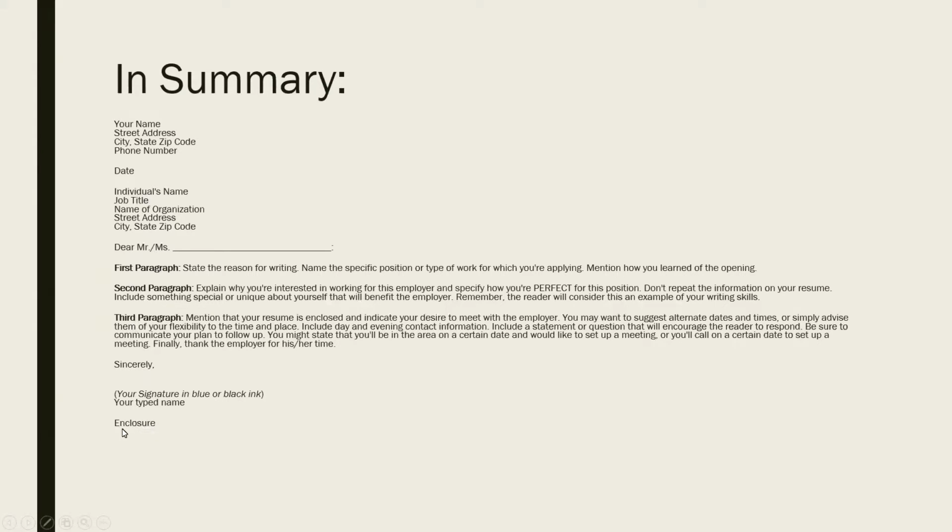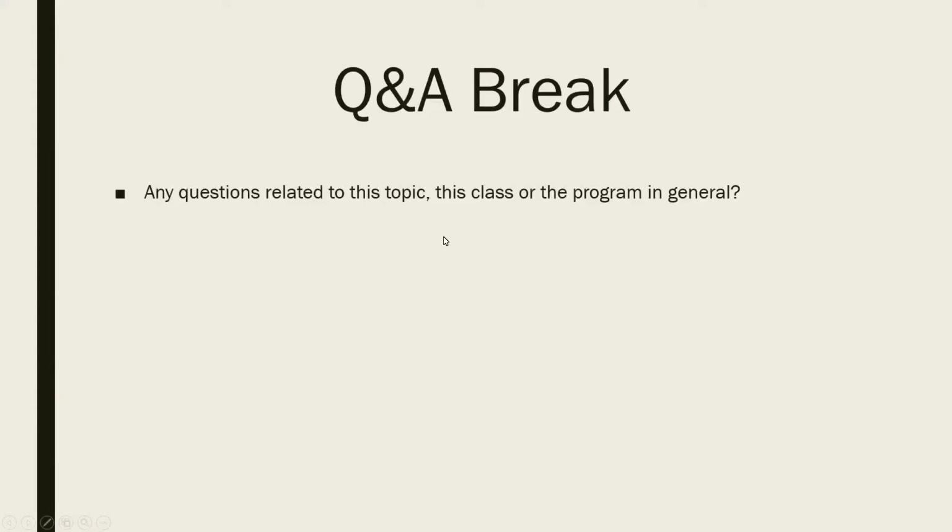And then enclosure just means if you're submitting your resume with it, which you probably should, you would just make sure that you attach your resume, or you could even say at the bottom, resume enclosed, or resume included, or resume attached, whatever it may be. Okay, so this is our basic framework. So, do we have any questions thus far?